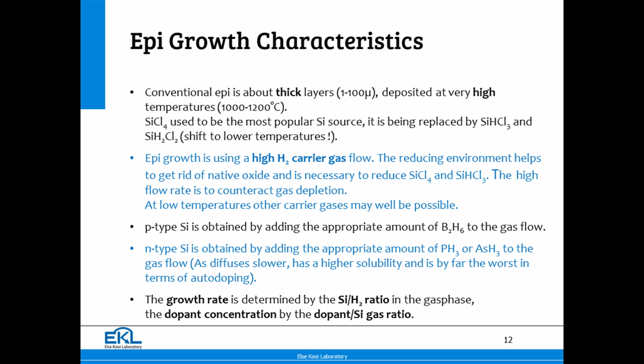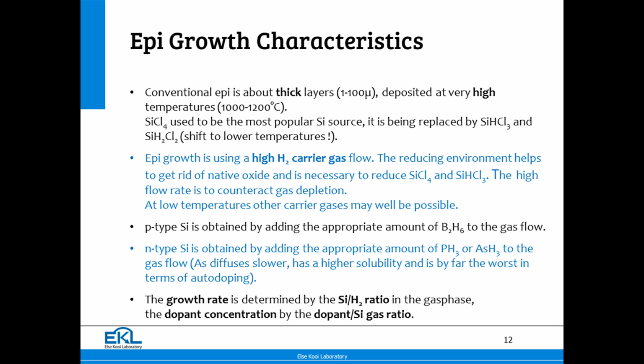P-type EPI is obtained by adding the appropriate amount of diborane. N-type EPI you get by adding either phosphine or arsine. Arsine has the preference, it diffuses slower and has a higher solubility. And, I come to that later, is by far the worst in terms of wafer doping.